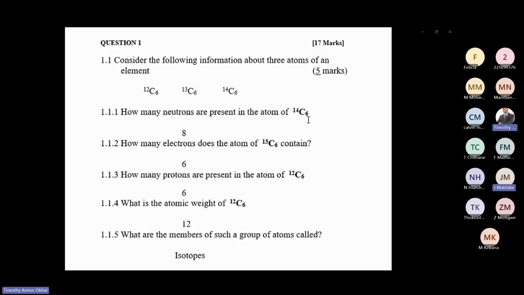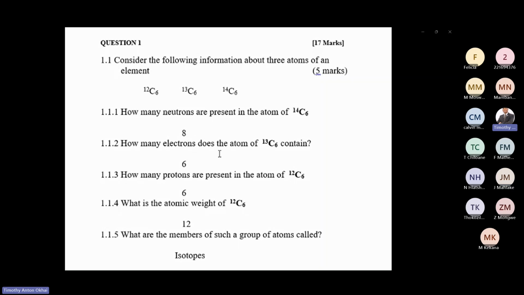So 14 minus 6, and that gives you 8. And that's how we got 8 here. Atomic mass minus the number of protons will give you the number of neutrons. Because if you add the neutrons and the protons, that gives you the atomic mass, which in this case is 14. So our answer here, number of neutrons, is 8.